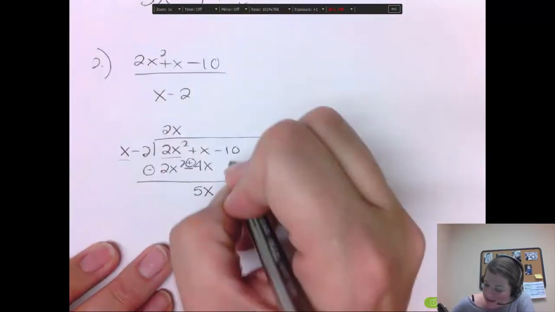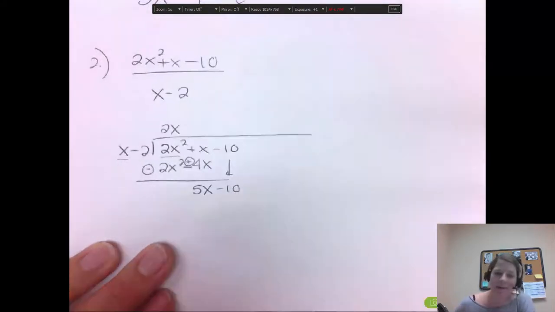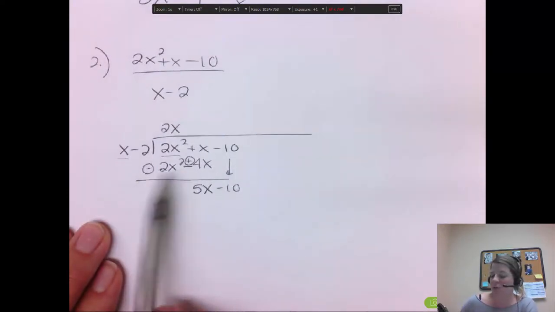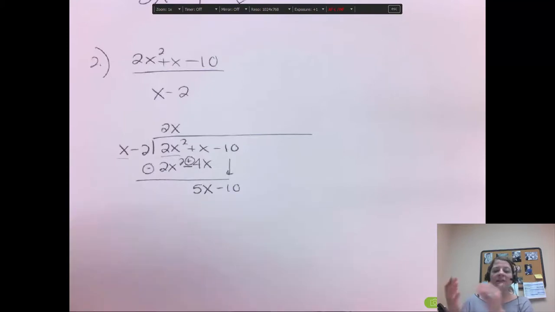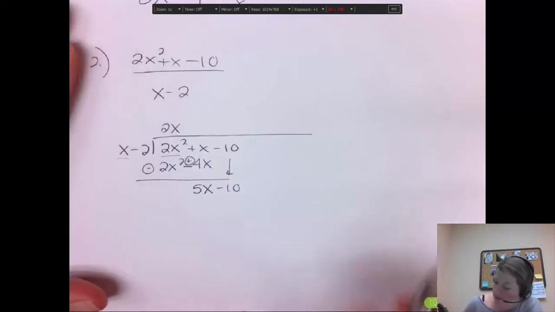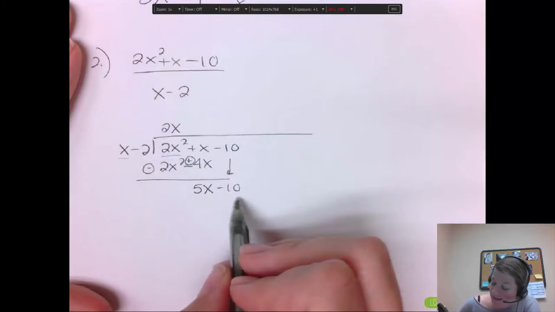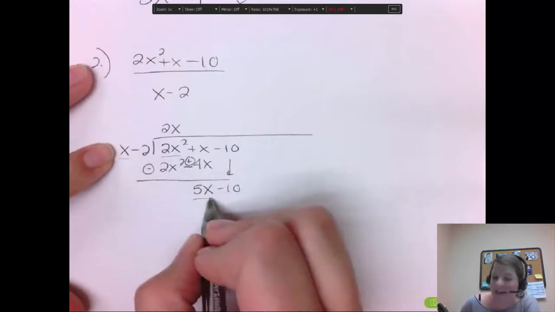Then I bring down the negative 10. And in MyMathLab, for those of you that use that program, this doesn't show you what they do. They don't even explain that they subtract. So this is one section where the videos are kind of iffy, unless they've changed them in the last couple months. Then from here, I bring down the next term and I look again at x, and this time 5x.